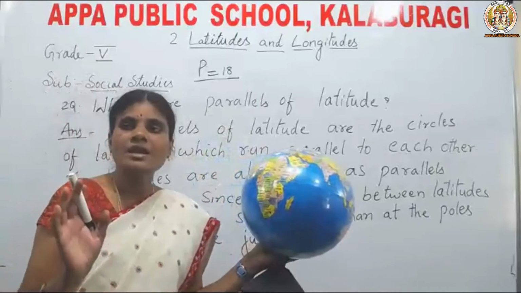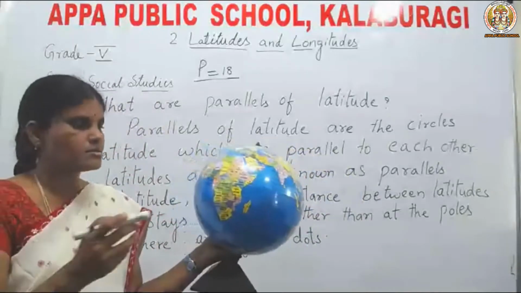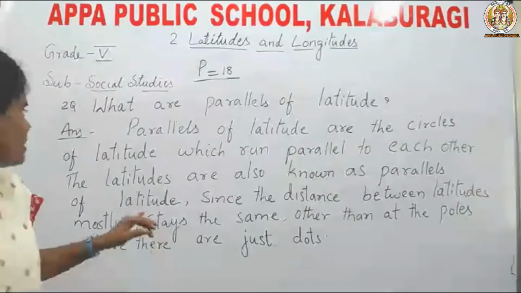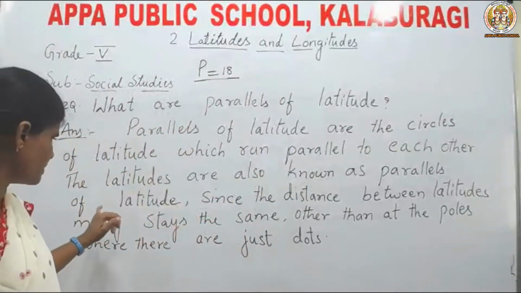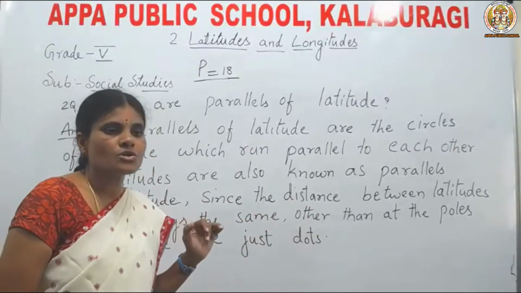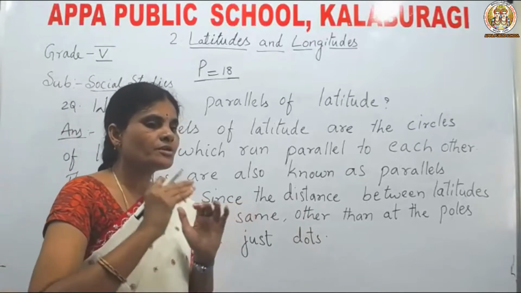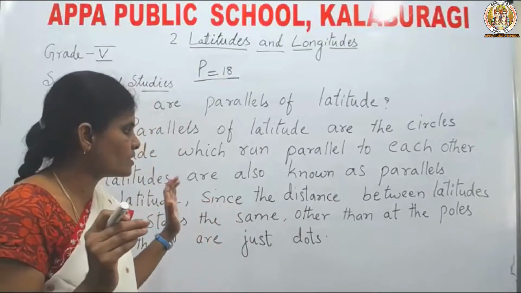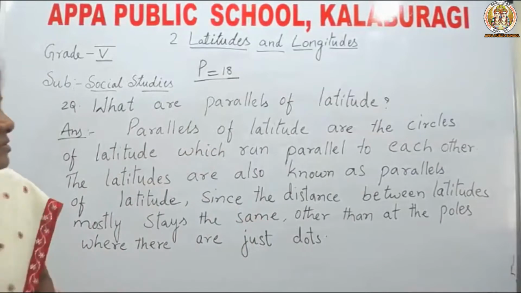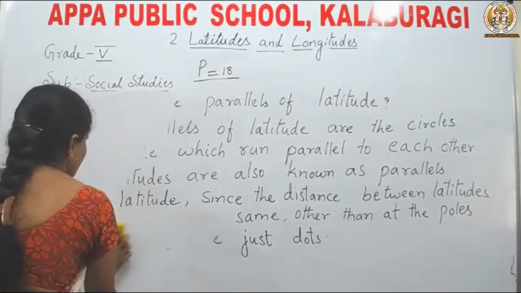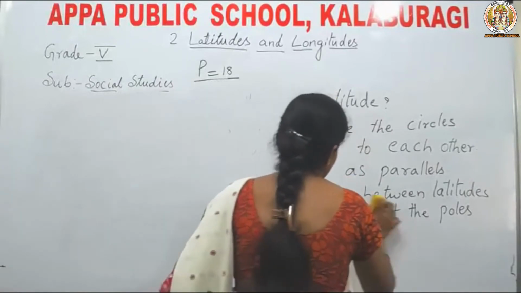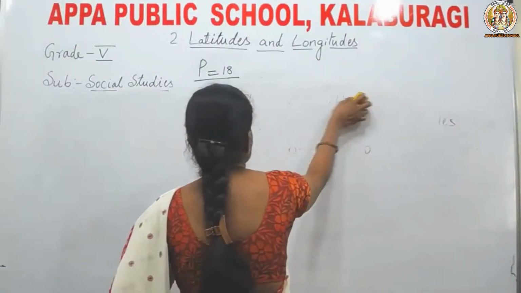They are parallel to each other. Parallels means the lines which do not meet at any point. Here, the latitudes do not meet at any points. Latitudes or lines of latitudes, both are same. Since the distance between the latitudes mostly stays the same, other than at the poles where they are just dots. As the latitudes go from equator to poles, they become dots. That means the length of the latitudes goes on decreasing as they go from equator to poles. The distance between the parallels is always the same. That is why they are called parallel lines. They never meet at any point.